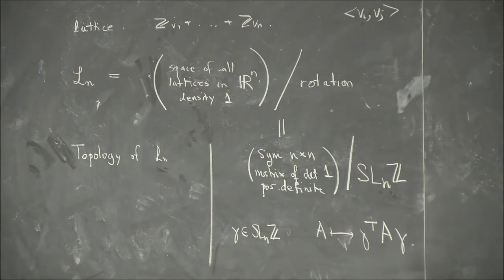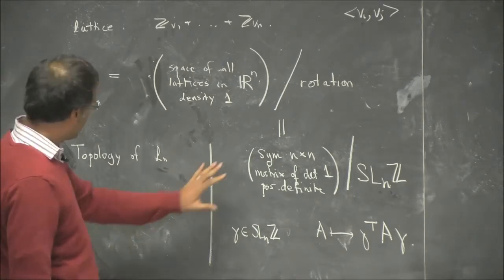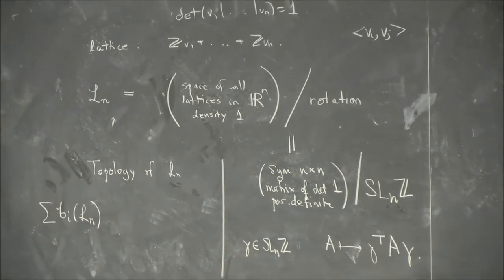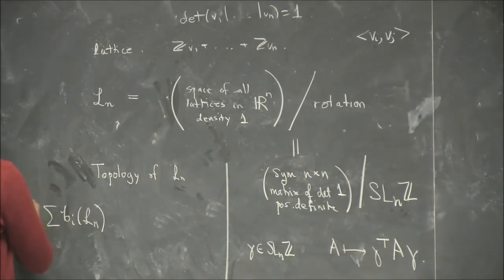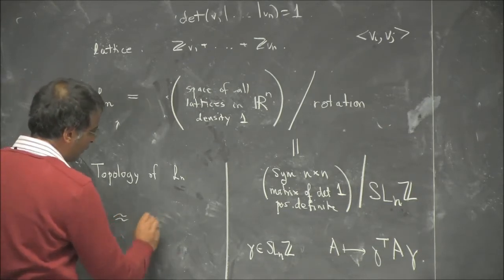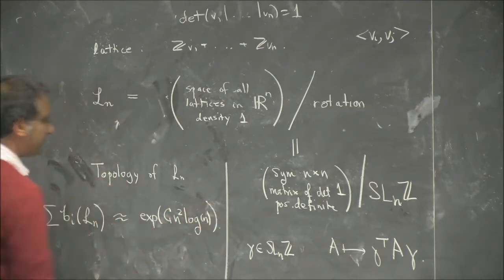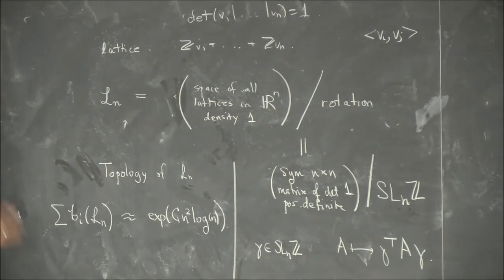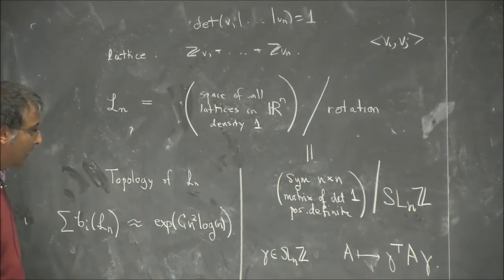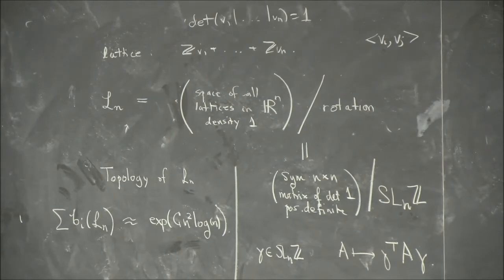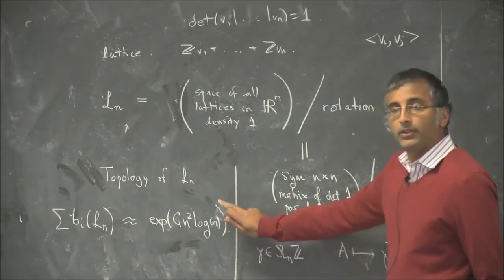Here's something we know about it, and I won't actually talk about the proof. The sum of the Betti numbers of this space L_n, if you add up all the Betti numbers, is very large. It grows at some rate, which is exponential, in some constant times n squared log n. So especially when n is large, the space is topologically very complicated. I won't explain this now, but we'll see how people analyze it. Are there any questions?